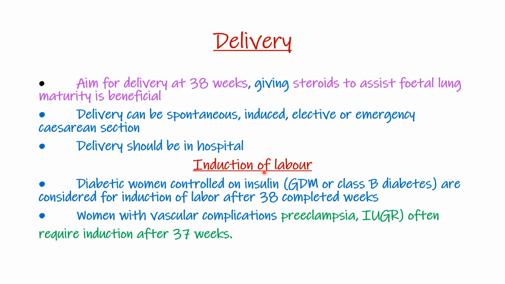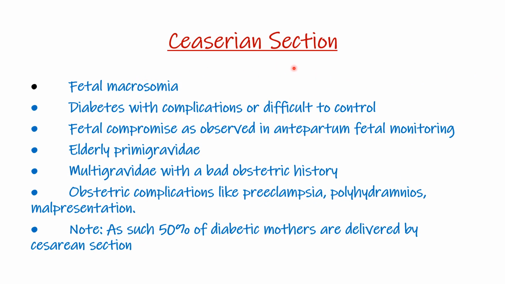So in terms of induction of labor, diabetic women controlled on insulin are considered for induction of labor after 38 completed weeks. And women with vascular complications such as preeclampsia and intrauterine growth restriction often require induction after 37 weeks. The cesarean section indications include fetal macrosomia. We already talked about the pathophysiology of this and why it occurs in diabetes. Fetal complications, or difficulty controlling the fetal complications.